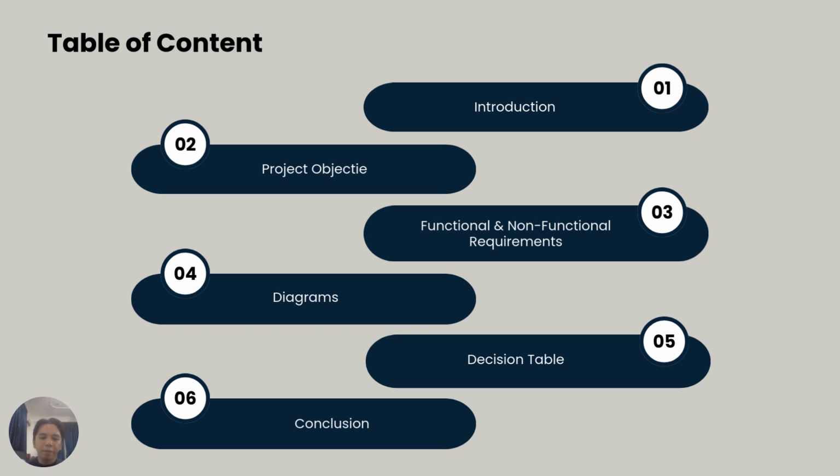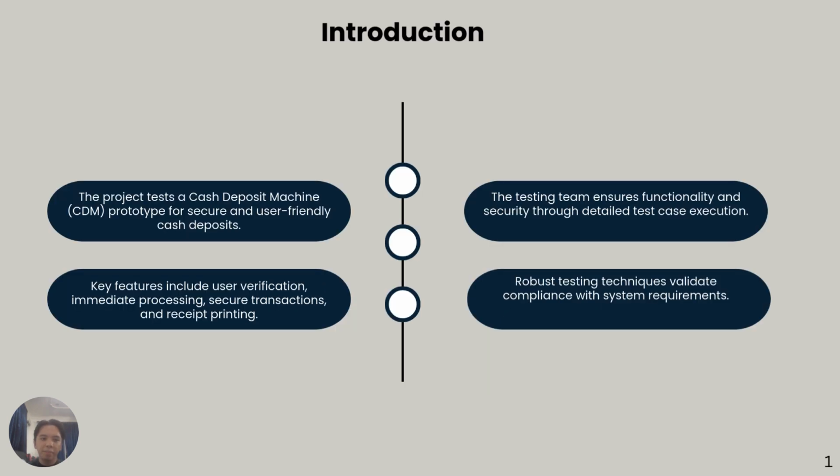Here is the outline of my presentation. I will begin with the introduction and objective, followed by a discussion of functional and non-functional requirements. Next, I will explain the diagrams used, highlight the decision table, and conclude with the overall findings of the project. This project revolved around testing the CDM prototype to ensure it meets high standards of security and usability. This CDM facilitates cash deposit without human intervention. As part of the testing process, robust test cases were designed and executed to validate its functionality and compliance with system requirements.